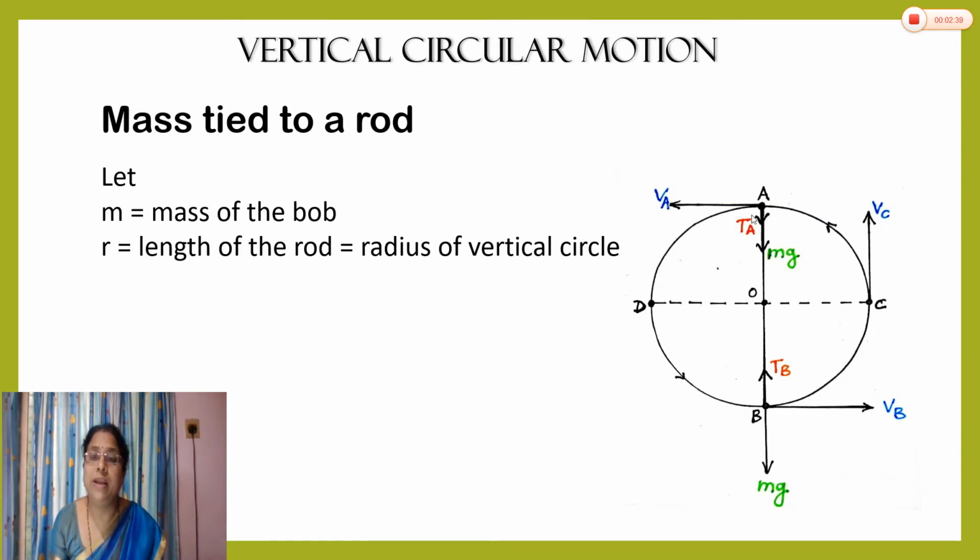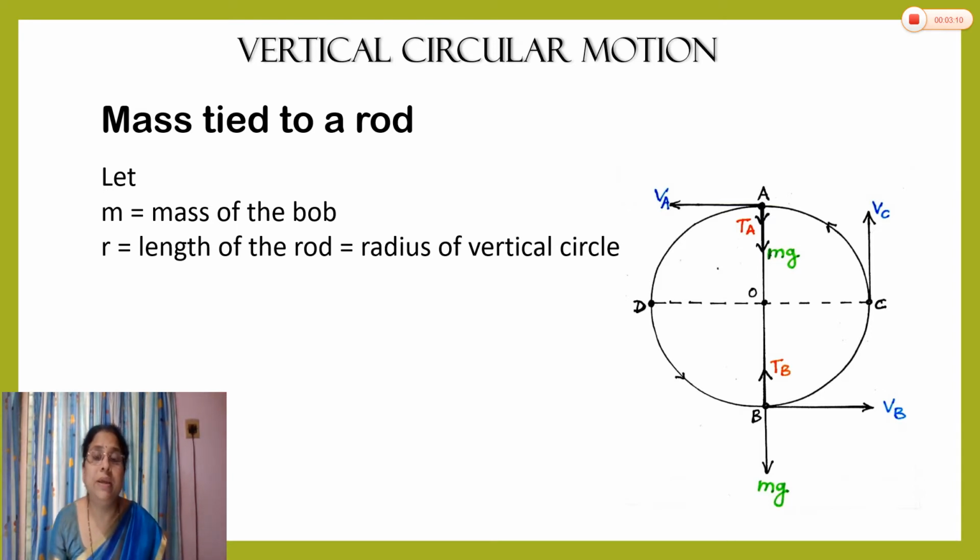Now, at this point A, in the case of string, we found that VA is the minimum speed at the uppermost point. That is VA equal to under root RG. There should be some minimum speed at the uppermost point so that the bob will perform the vertical circular motion. If we consider the velocity at this point is 0, then the string will slack.